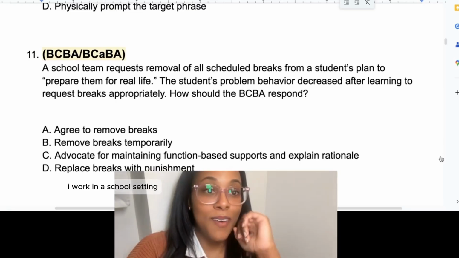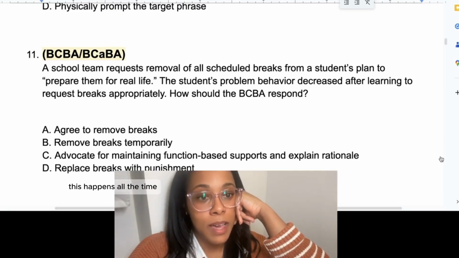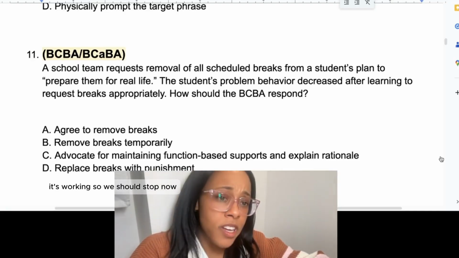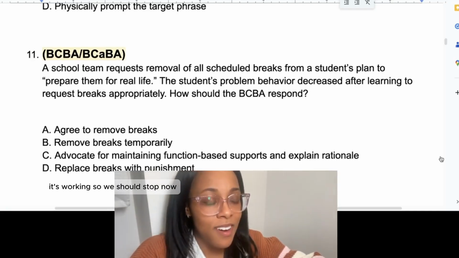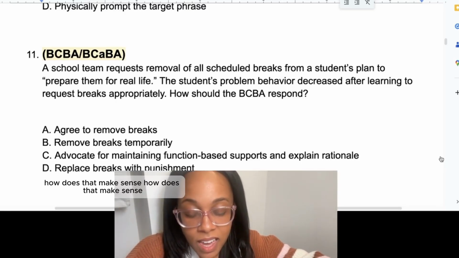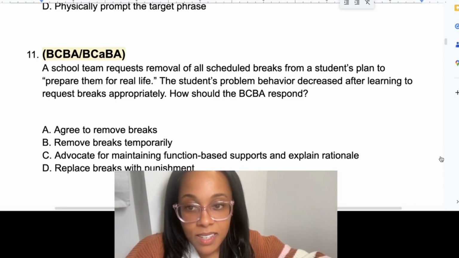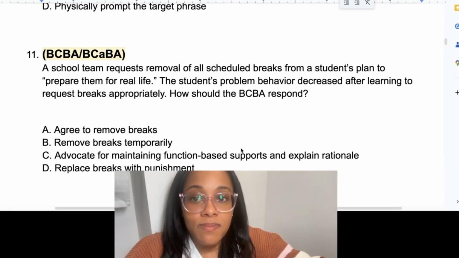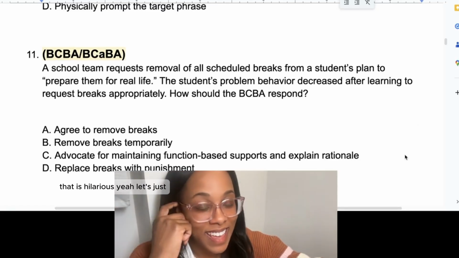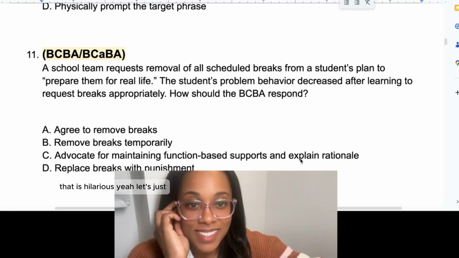Oh, somebody else said, I work in a school setting. This happens all the time. It literally does. It's working, so we should stop now. How does that make sense? How does that make sense? Somebody said, oh, now they care about generalization. That is hilarious.